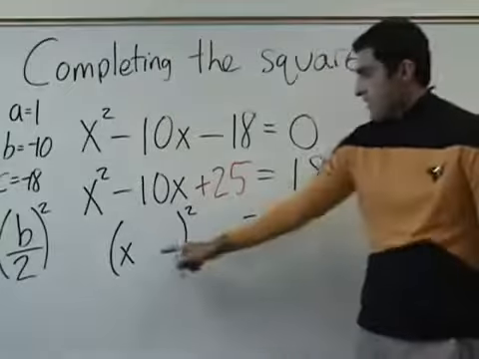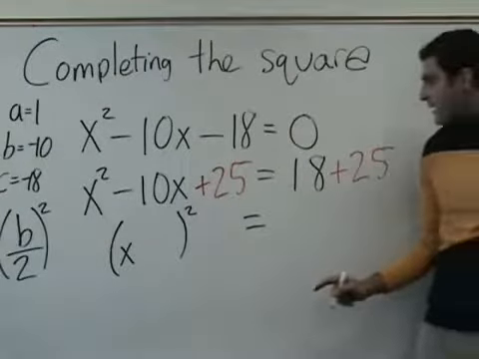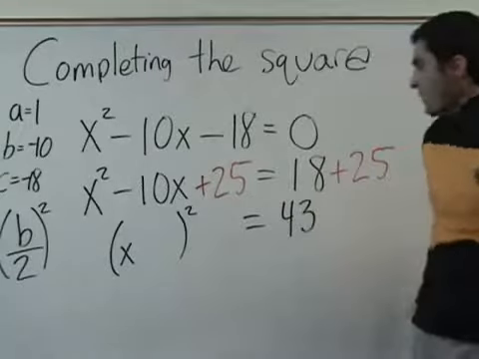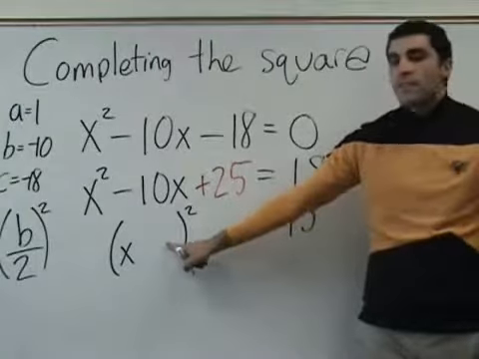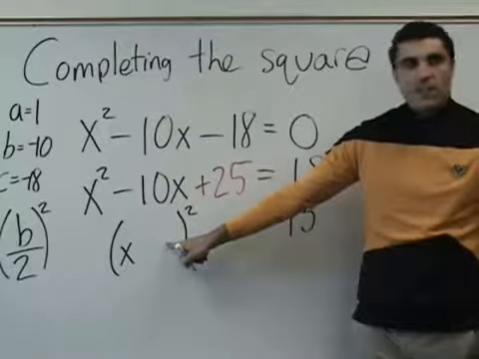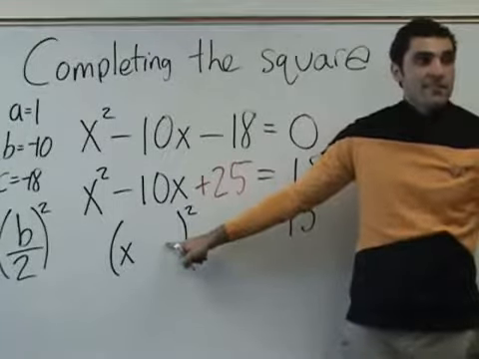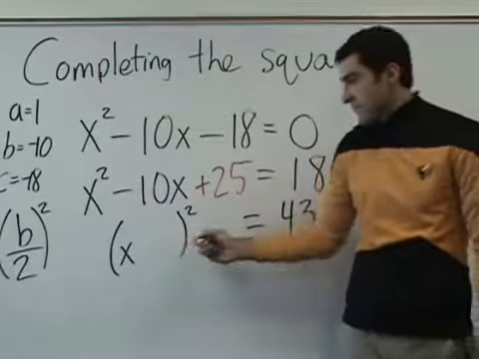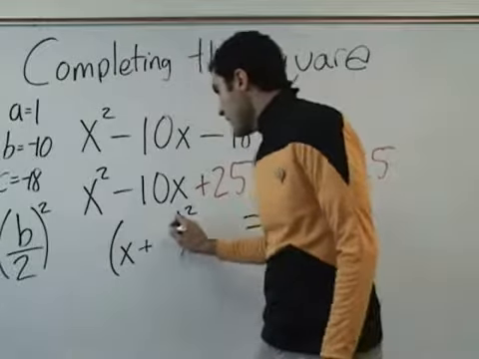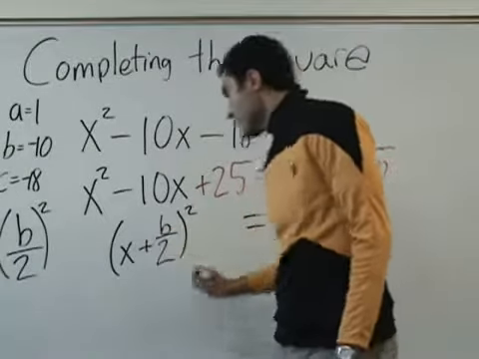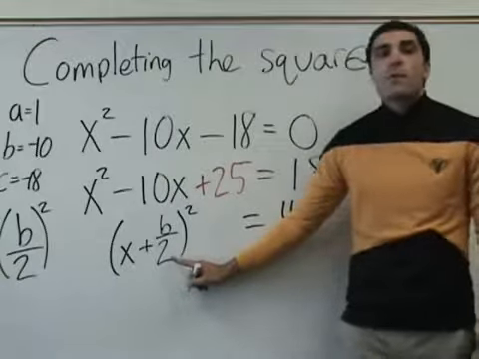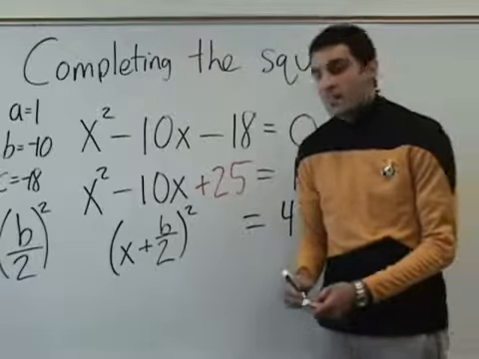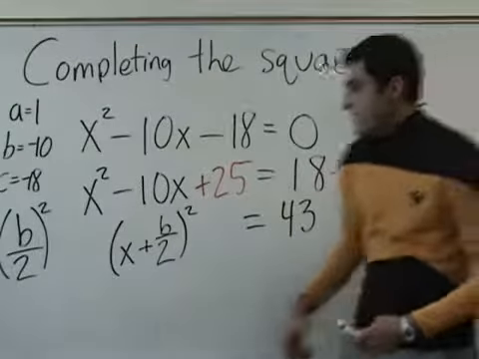So we're going to talk about what this is. First of all, what's 18 and 25 together? 43. Good. Okay, 43. Now, this number here is always, do you have a guess? Is it going to be the half of B? Yes, it's B over 2. So right there it's negative 5. This number here will always be B over 2. So what is B over 2? Negative 5. So this becomes x minus 5.